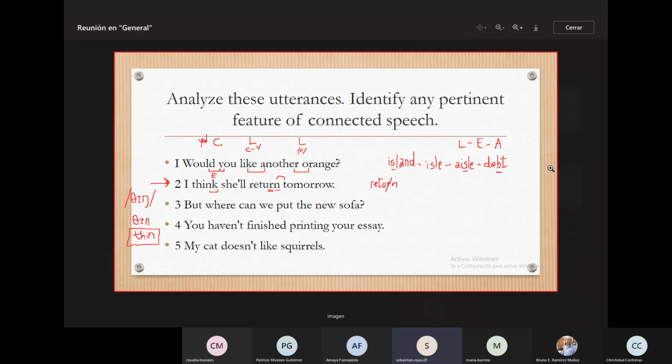My cat doesn't like squirrels. My cat doesn't like squirrels. Thank you very much for that. So, what do you think?